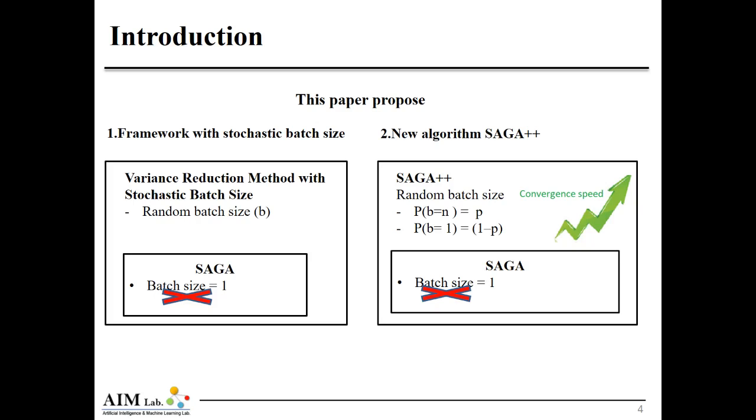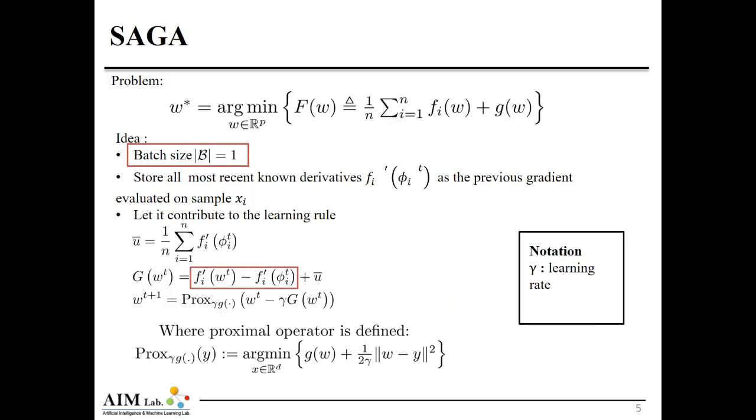Here, Saga is the base algorithm, so let's have a quick look on that. Saga is a method to solve the following finite sum composite optimization problem. Here, fi is a loss function for each training sample, n is the number of training samples that you have, g is the regularization term.